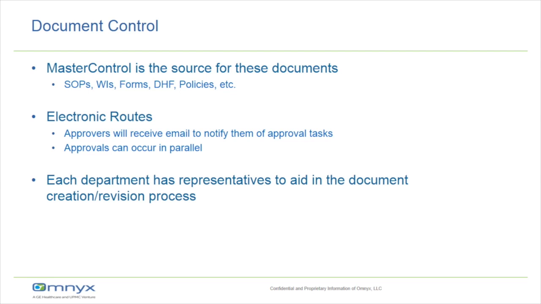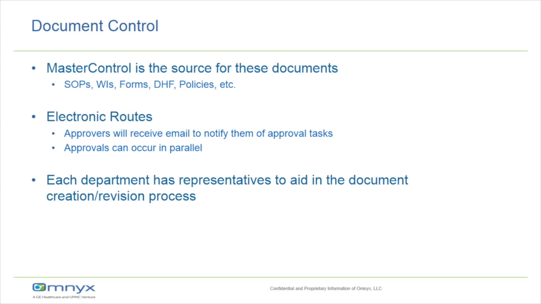Master Control is used for two main purposes at Omnyx. The first is document control. Master Control is the source of all standard operating procedures, work instructions, design history files, policies, forms, and templates. Documents in Master Control are routed electronically for approval.